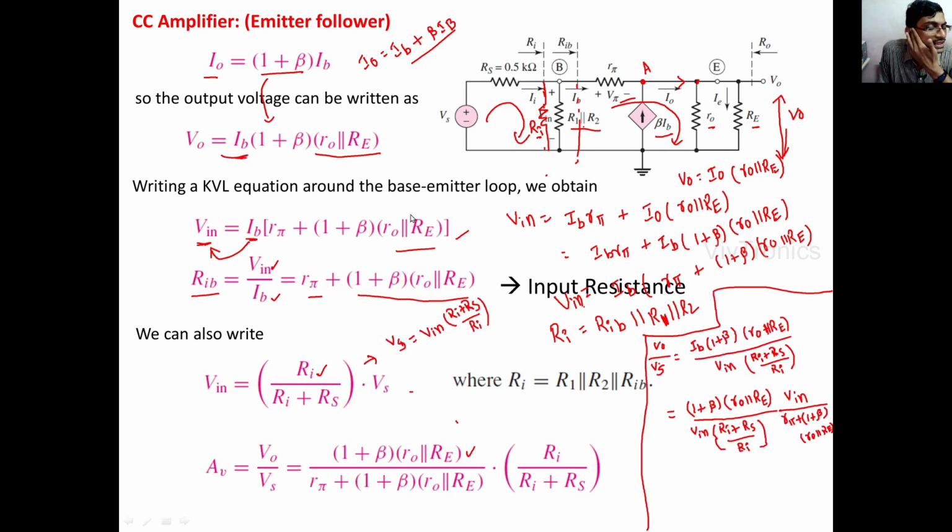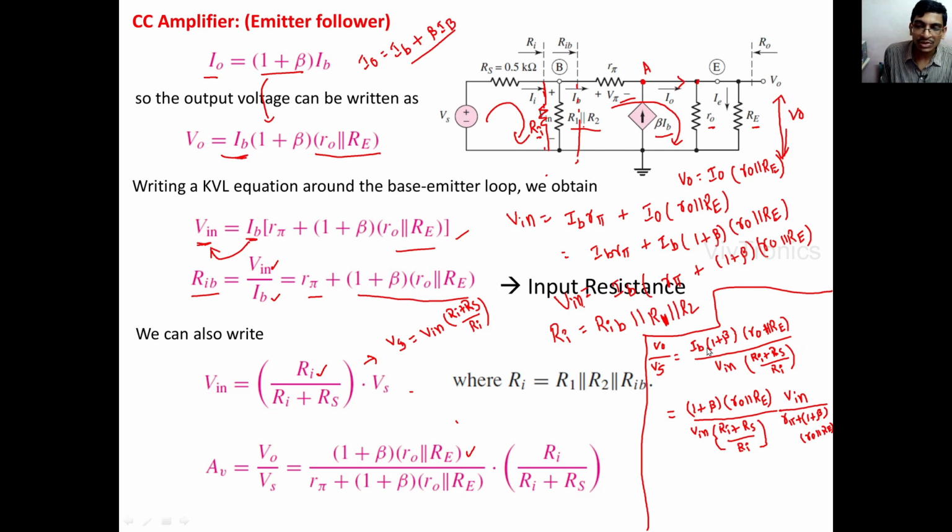Now we can write the voltage gain equation. AV is equal to V0 divided by Vs. Here the V0 equation is IB into 1 plus beta into R0 parallel Re. So V0 by Vs is equal to IB into 1 plus beta into R0 parallel Re divided by Vs. From this equation, Vs is equal to VI in into Ri divided by Ri plus Rs; if this term goes to the left hand side, it becomes Ri plus Rs divided by Ri, which was mentioned here.